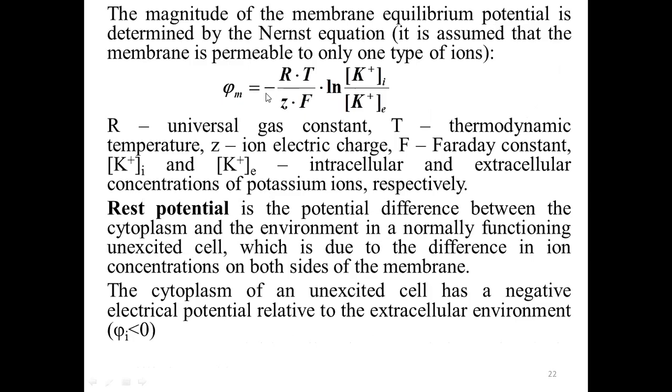Rest potential is the potential difference between the cytoplasm and the surroundings in a normally functioning unexcited cell, which is due to the difference in ion concentration on both sides of the membrane. And the cytoplasm of unexcited cells has a negative electrical potential relative to the extracellular environment.